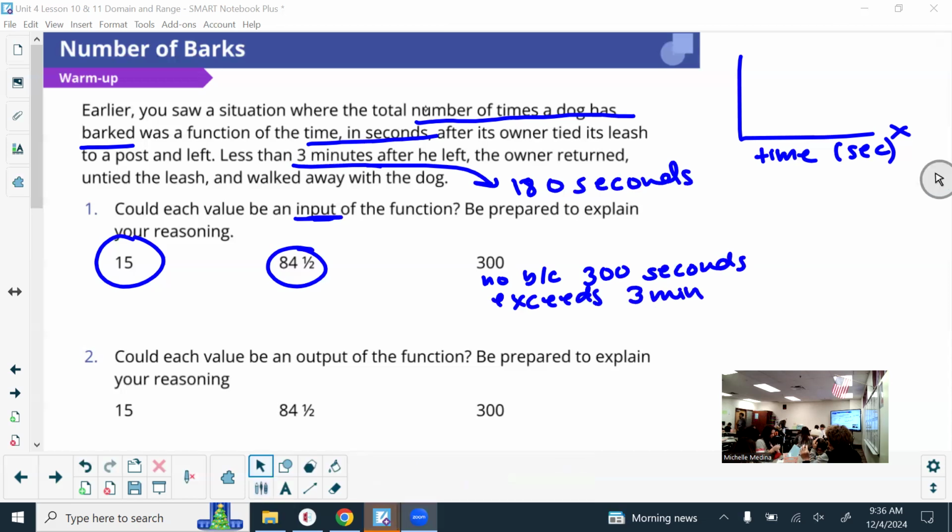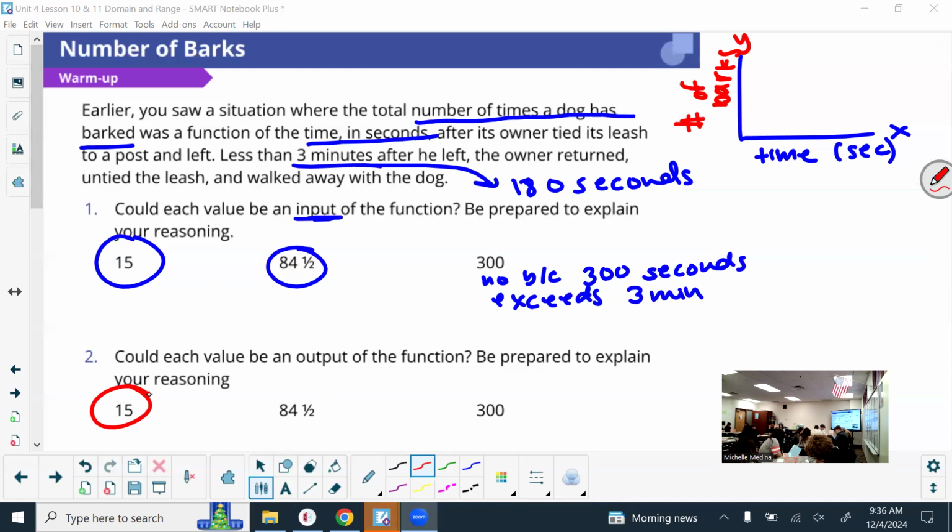All right. Table 4, what about, could each value be an output of the function? So if our input is time in seconds, then our output would be the number of times the dog has barked. So table 4, is 15 a reasonable number of barks for the dog? Yes. Table 5, is 84.5 a possible number of barks? No, why not?